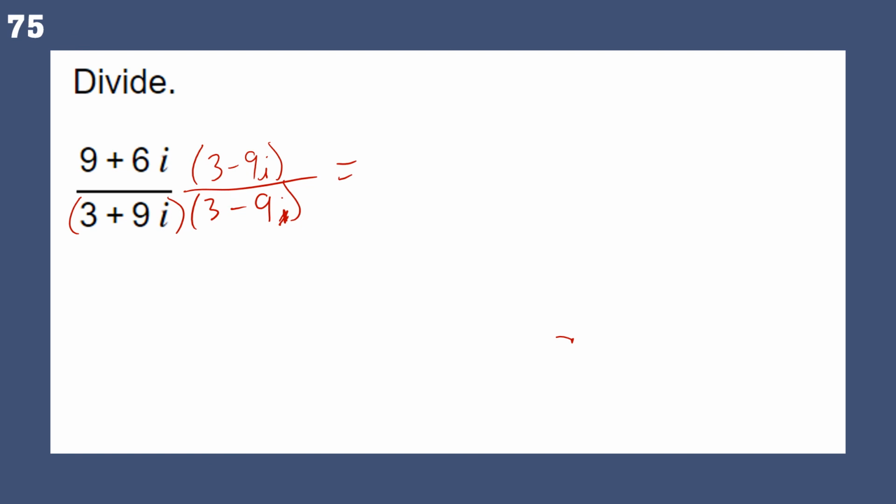This is actually going to end up being 90 on the bottom. Okay. In other words, there's no i's. They end up canceling out. On the top, what we end up getting is 81 minus 63i.